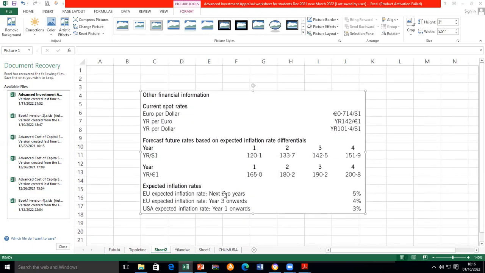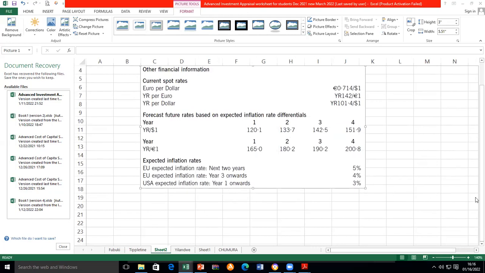Okay, so let's go. Remember, we have the purchasing power parity theory. The domestic currency was the rand, and the dollar and the euro were the foreign currencies. And also we had the spot rates given here. Now, how do we move?